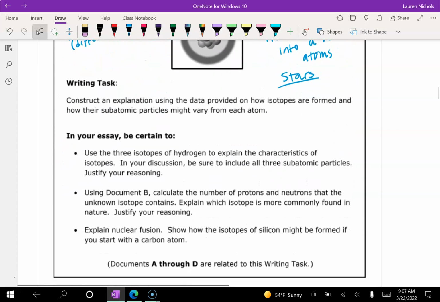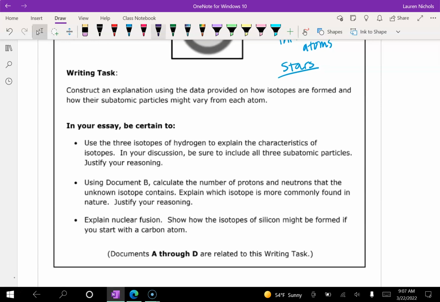So let's look at the writing task. So it says to construct an explanation. So the word construct is our directional term. It's what it's telling us to do. So using the data provided on how isotopes are formed and how their subatomic particles might vary. So these are the two things we need to make sure that we hit upon. So we've got task number 1 and task number 2. And to answer those two things and complete those tasks, they're going to give us 3 bullet points.